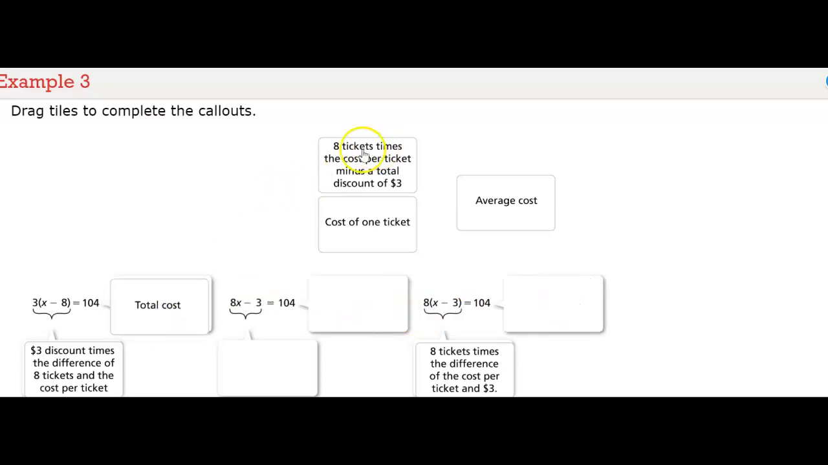Okay, and this one says 8 tickets times the cost per ticket minus a total discount of $3. So this would be this one. You're multiplying the 8 times the ticket cost, and then you're subtracting that total minus that $3 discount. And then again, total cost. Oh, I put it in the wrong spot here. And then the 104 represents that total cost.